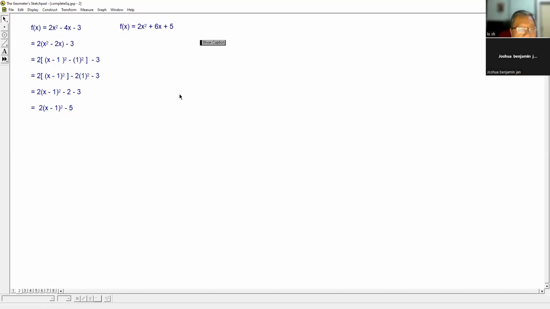If the value of A here is not equals to 1, you have to take out this number first. If this number is 2, then you take out 2. If this number is 3, then you take out 3. If this number is negative 1, then you take out negative 1. Okay, so it involves one extra step.